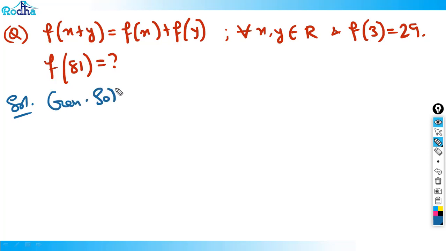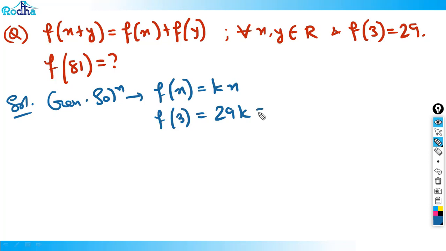Same thing. So what is the general solution here? The general solution of this question is f of x is equal to kx. We got f of 3 as 29, so I'll put x equal to 3 here. So f of 3 becomes 3k, which is equal to 29, because f of 3 is given as 29. So 3k is equal to 29. Therefore k is equal to 29 by 3. That is the value I got.